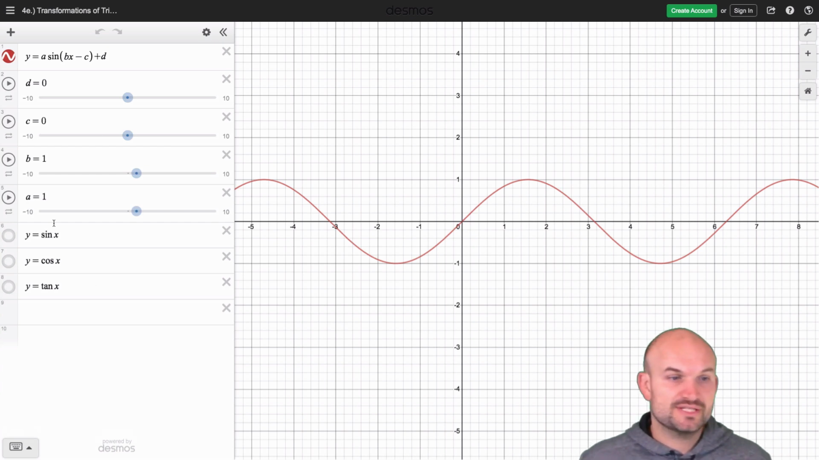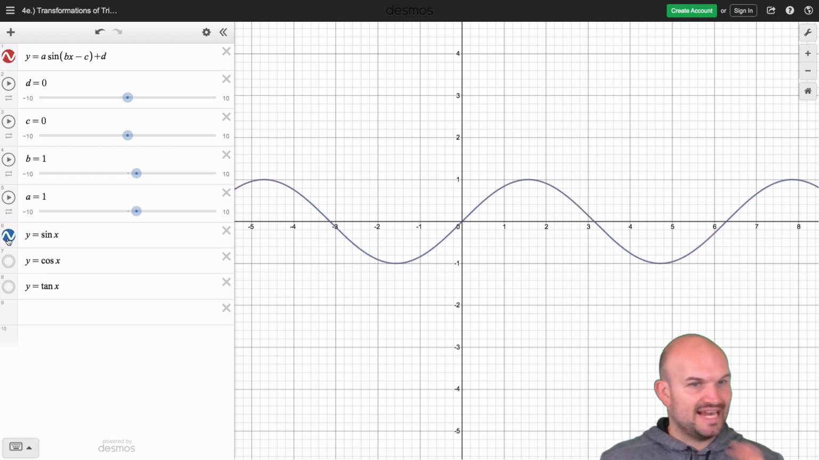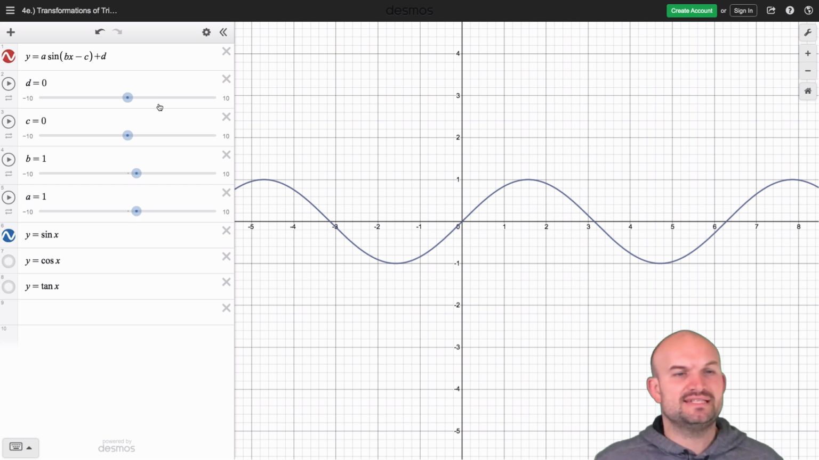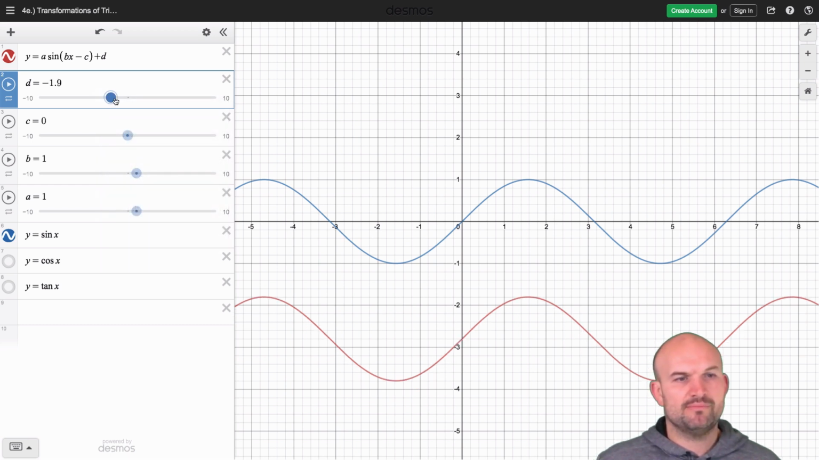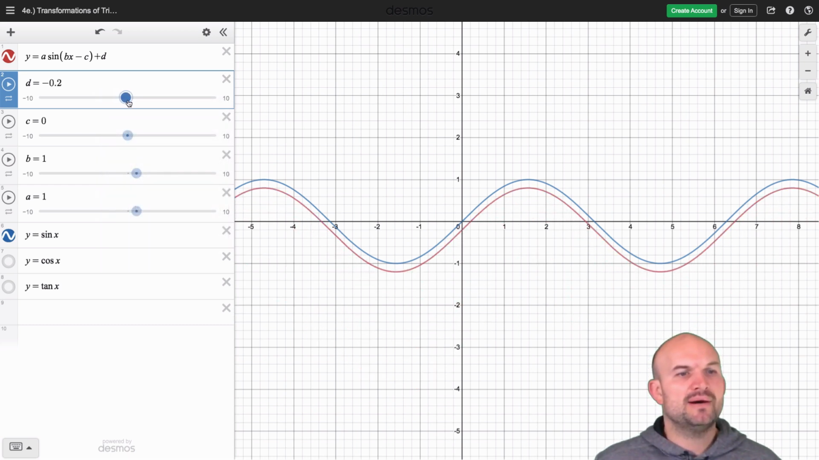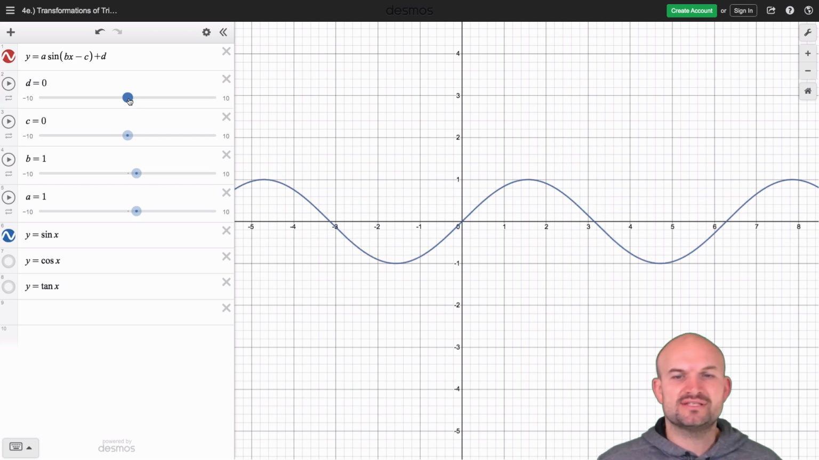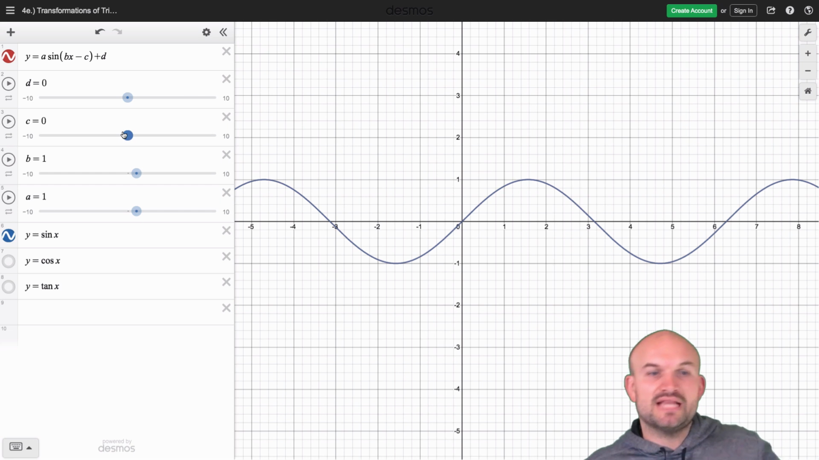Okay, so in this case, we're just going to investigate sine, although we could be using any one of them. So again, remember D: when D is positive, that shifts the graph up. When D is negative, that shifts the graph down. Fairly basic one. Most students kind of remember that. Again, C though is one of those that students a lot of times still confuse. They don't understand why it is positive to the left and negative to the right.